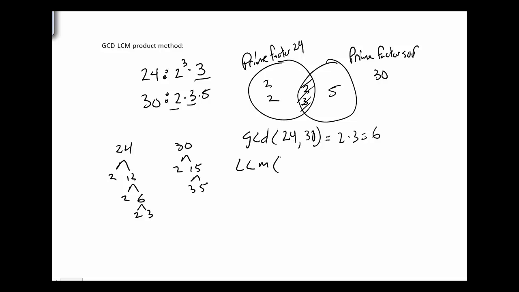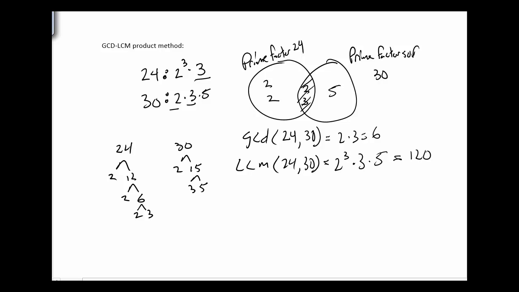The LCM we get by collecting up all of the numbers. So that would be, it has to have at least 2 cubed in it, has to have at least a 3 in it, and has to have a 5 in it. Okay, so if we multiply that all out, we get, let's see, 2 cubed is 8 times 15. All right, so we get 120 as the least common multiple of those two numbers.